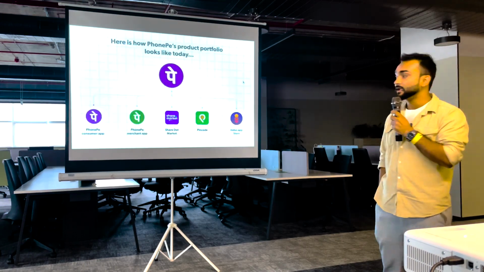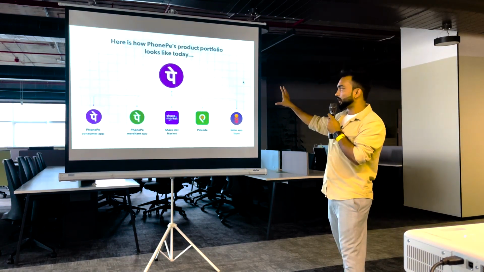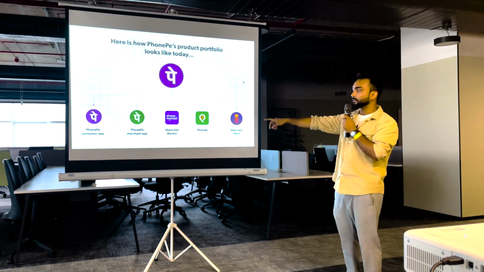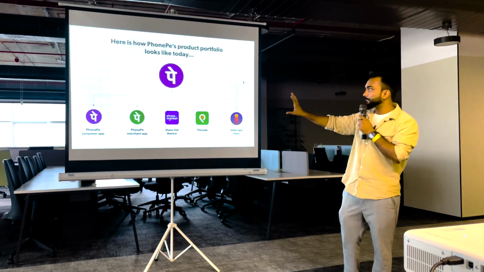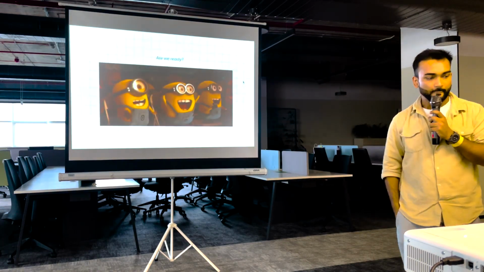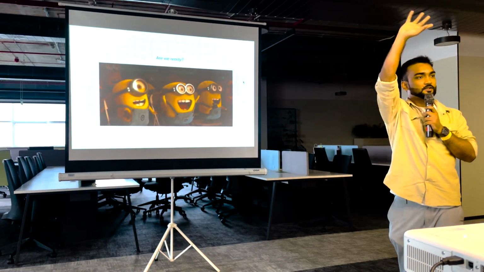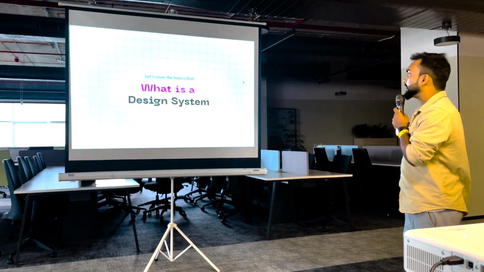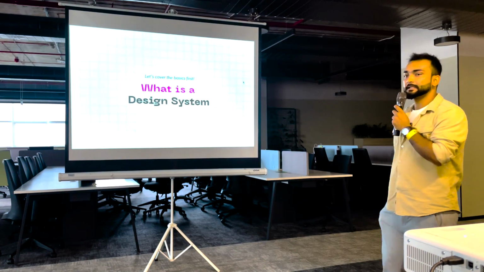Okay, so this is how PhonePe's product portfolio looks. That's the parent organization, and under that there are 5 different products. Keep this image in mind because it will be very helpful later on. Now, are we ready? Just give me one more shout out and we'll start. Perfect. Next. Okay. What is a design system?